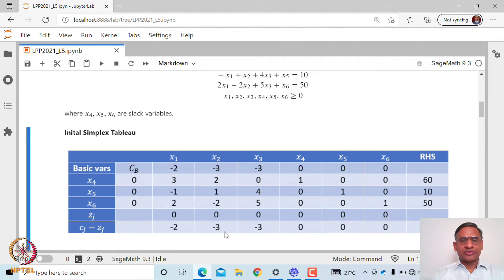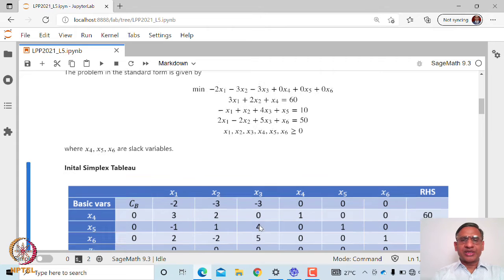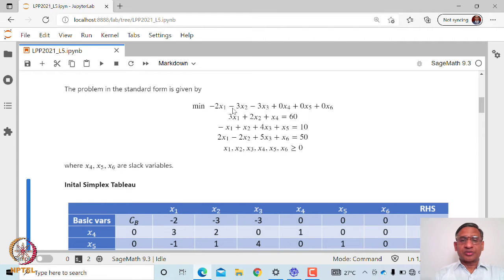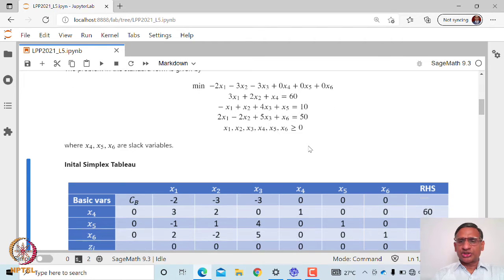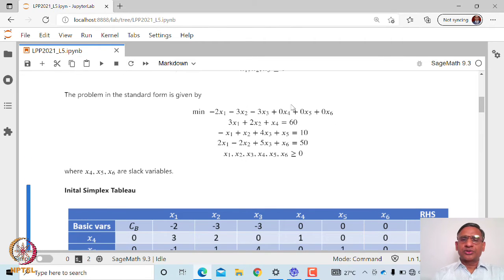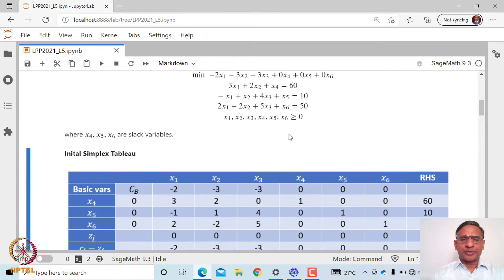That means this is not an optimal solution. Why? Because in case we bring in one of these non-basic variables, for example, let us say x1, then the value of the objective function, which is 0 at present, will reduce to negative. So there is a chance of reducing the objective function value further. Therefore, this is not an optimal solution.